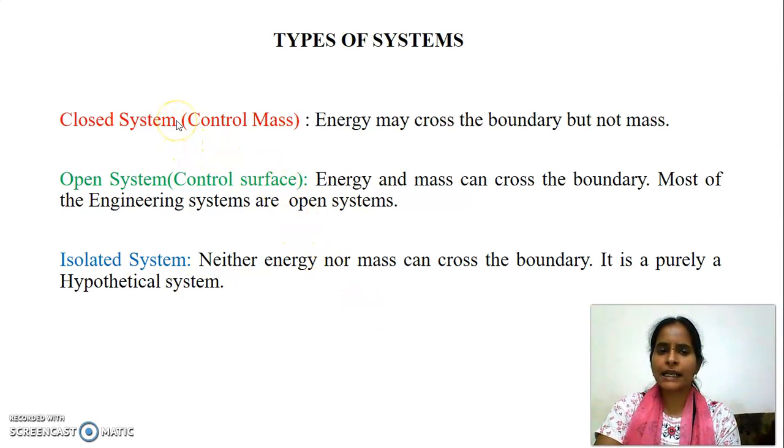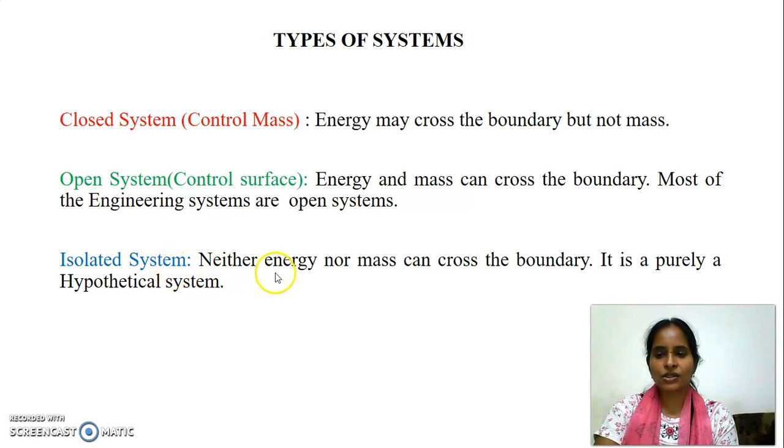We have three types of systems. Systems can be classified into closed, open and isolated systems. By the name itself you come to know. Closed will not allow any mass to enter the system, so only energy can transfer in or out of a closed system. Open means both energy and mass can cross the boundary of the system. You have to remember that most engineering systems come under open systems.